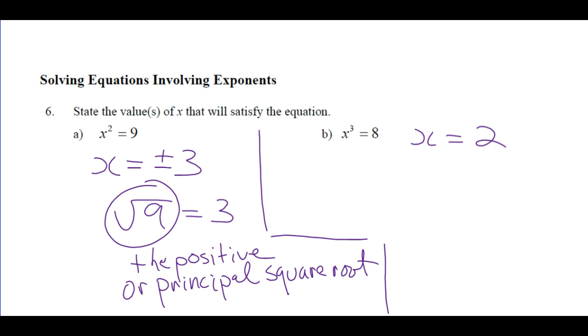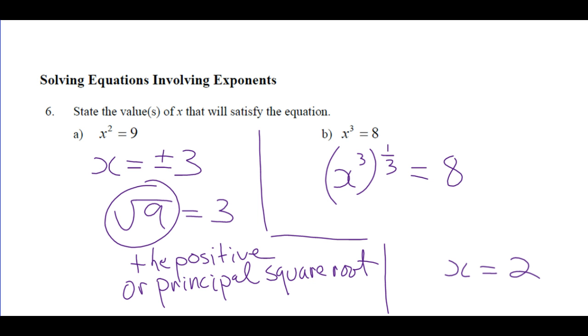X cubed is equal to 8, so then x is equal to 2. Here's how you do it. I want to get this exponent to be a 1. I can do that if I multiply it by a third. So I'll take x cubed to the power of 1/3. If I raise one side to the power of a third, I have to do the same thing to the other side. Power laws say 3 times 1/3 gives x, and this is the cube root of 8, so x is equal to 2.